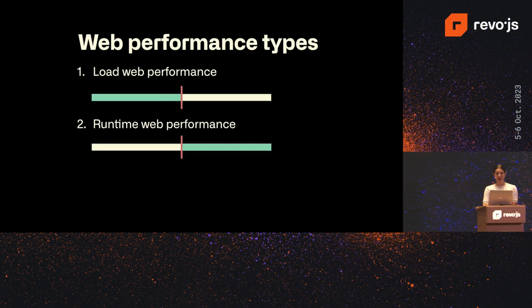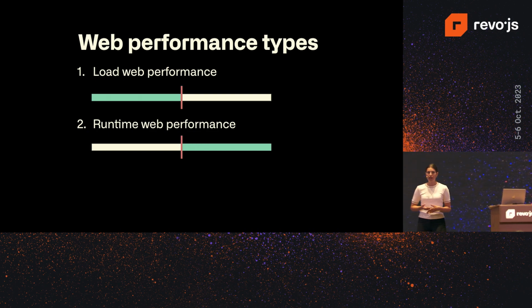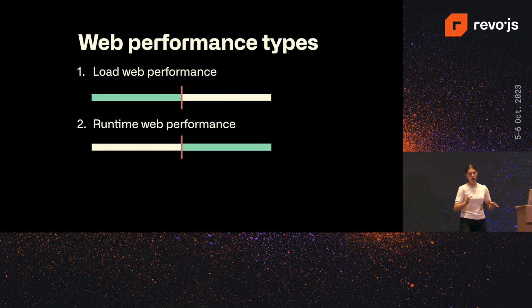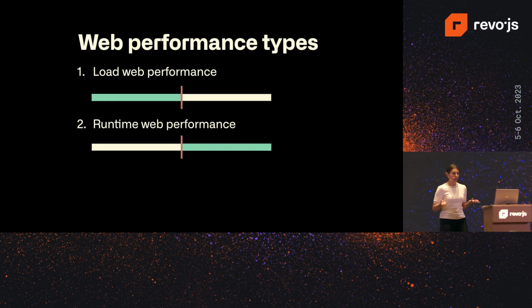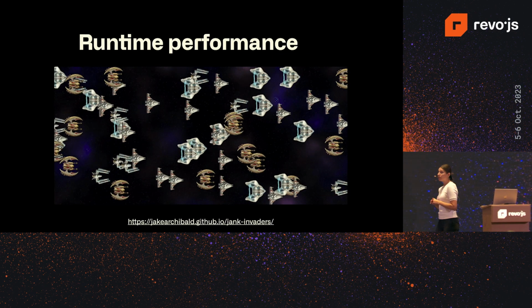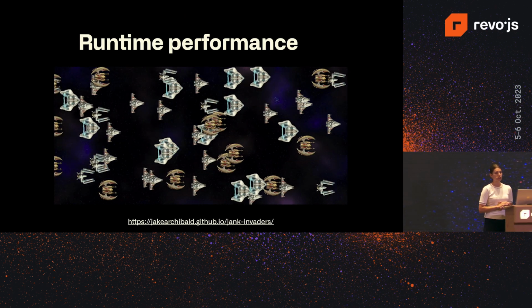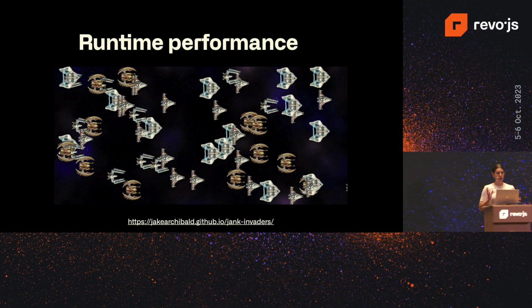The next type of web performance is the runtime web performance. This is about everything that is happening from the moment that the user is able to start interacting with the page: clicking, scrolling, just playing around. When runtime performance is bad, you might see it, as here we can see on the video something called jank.